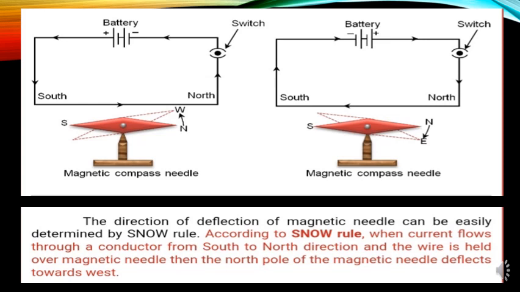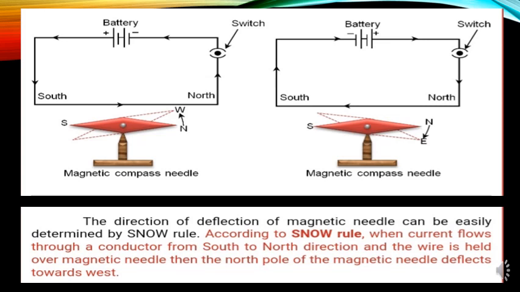You don't have to memorize this SNOW rule. This is only for you all to understand the direction of the magnetic field. But if you are able to understand without this rule, then it is fine. You don't have to think too much about this rule. You should know that when you reverse the direction of current, the magnetic field, that is the deflection of the compass, will also be reversed, that is in the opposite direction.